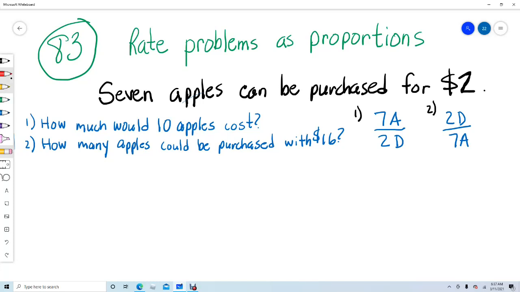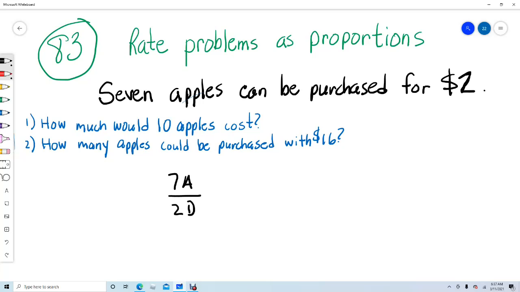All right, so how would we do that? Let's erase our information that we used for our first, working this with rates. 7 apples can be purchased for $2. All right, let's write that in a rate. We're still going to need a rate. 7 apples for $2. How much would 10 apples cost?